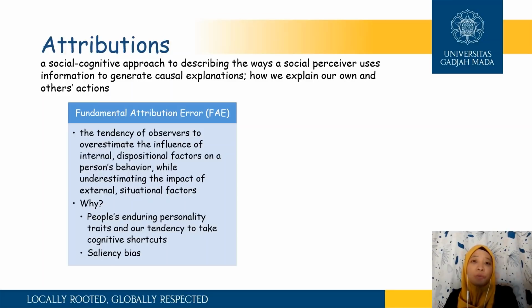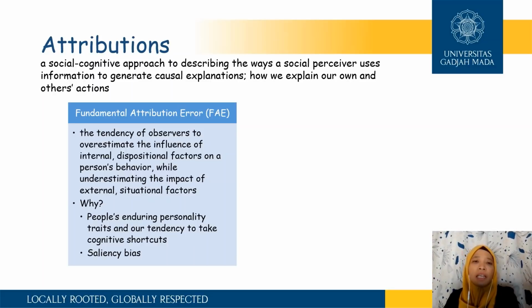But why do we tend to fall into this trap of the fundamental attribution error? Because first, there are people's enduring personality traits. So we tend to conclude that people's personality traits are something pervasive. It's long lasting, and there's also our tendency to take cognitive shortcuts. So the easiest way to explain other people's behavior is just to explain it using personal characteristics, because we do not have enough information about the situations that this other person actually experienced.